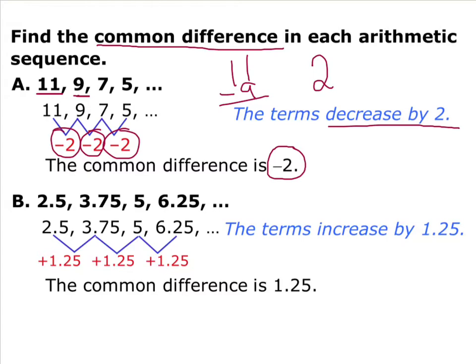But if we look here on letter B, we're doing the same thing. We can simply take the first 2 terms that we have, subtract them, and get our difference. Okay, whenever we subtract 3.75 minus 2.5, that gives us our difference of 1.25. So we have a common difference of positive 1.25. It's that simple.